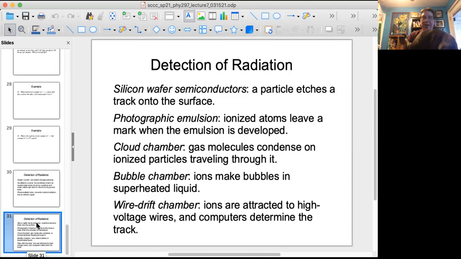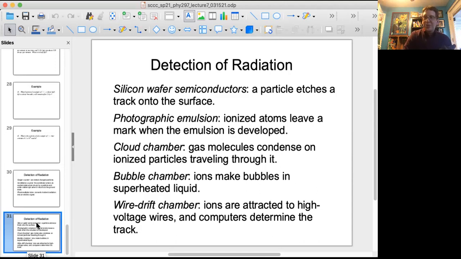And you can figure something out about the energy the particle had, and about the track that the particle had, so you can figure things out from that. Another more high-tech way is a wire drift chamber. So the ions are attracted to high voltage wires, and then a computer program will determine the track from how they interacted with a given high voltage wire and where. And so you can analyze things that way.